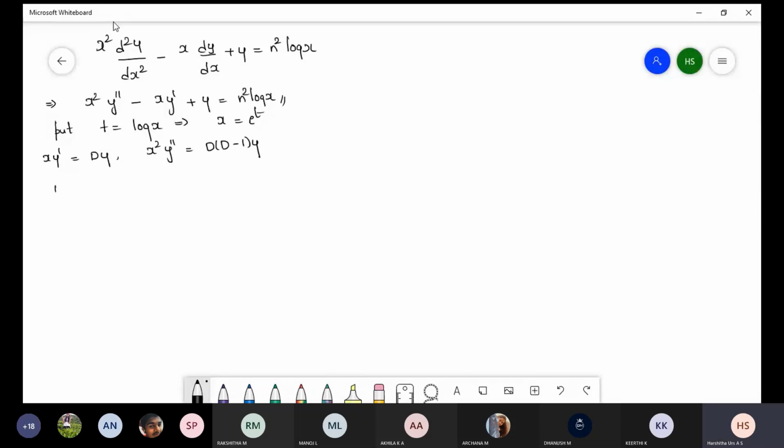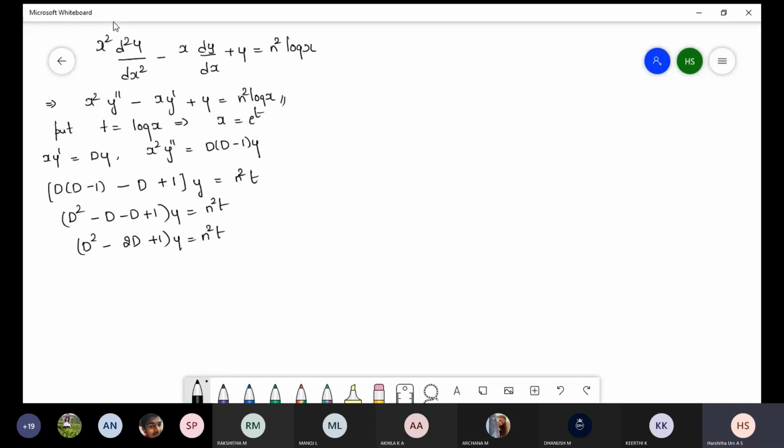So d into d minus 1, I will write y outside. So x into y dash is d plus, in the place of y I will write 1 whole into y, that is equal to n square. In the place of log x we can write t. Now d square minus d plus d plus 1 whole into y is equal to n square into t. So d square minus 2d plus 1 whole into y is equal to n square into t.